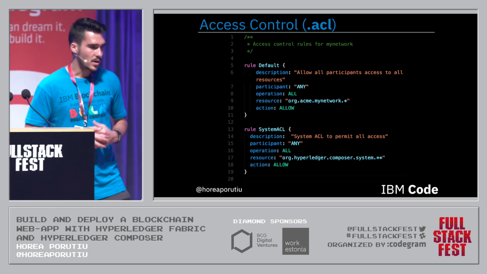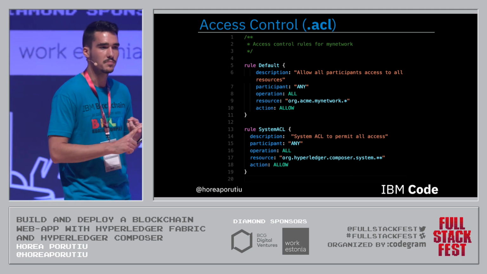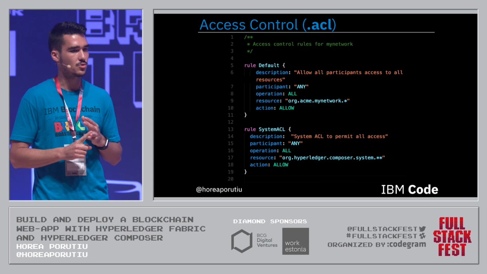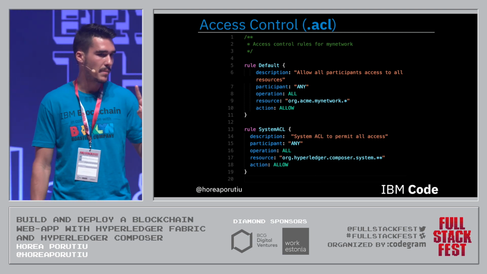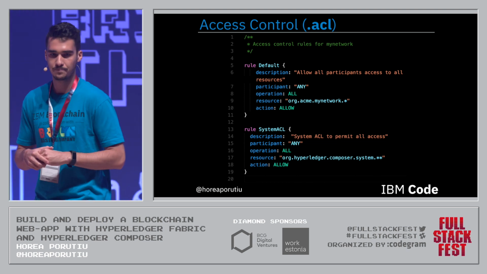What I've shown you so far is this data schema. I've shown you the actual JavaScript implementation, the chain code. And then I've shown you these security access control rules. So these are the three main files that Composer works with to create your business network.